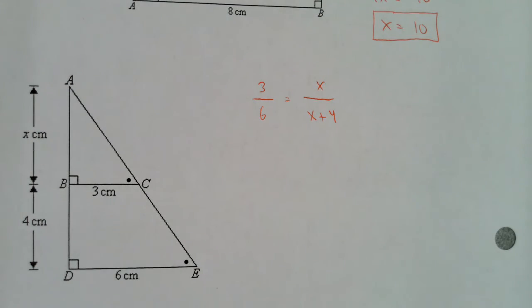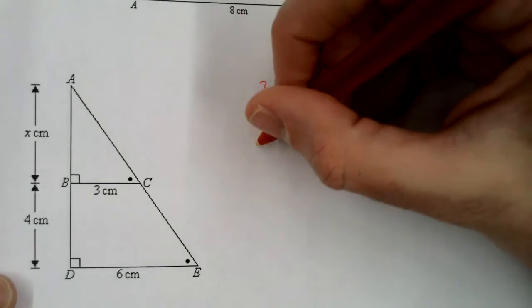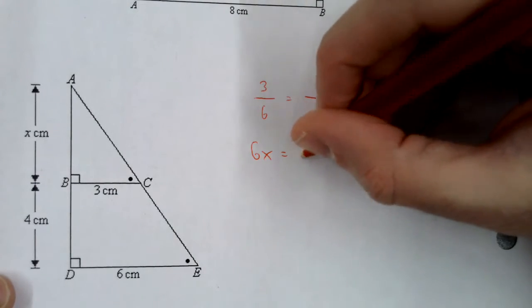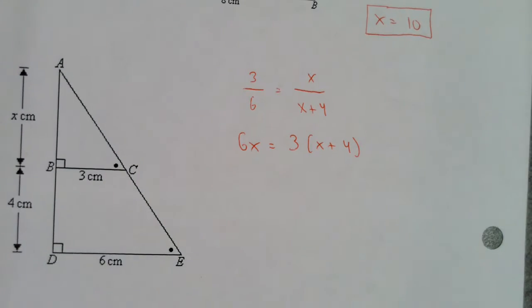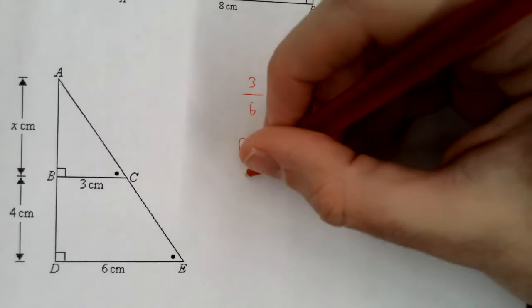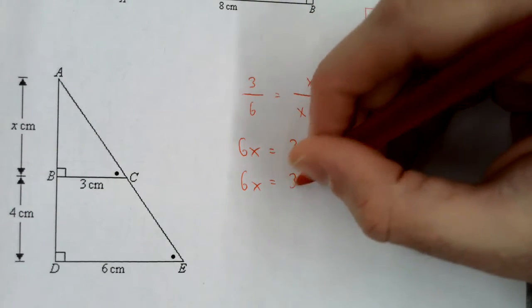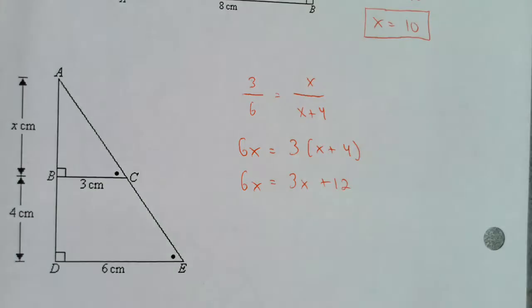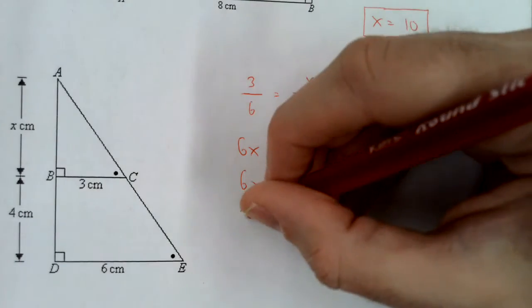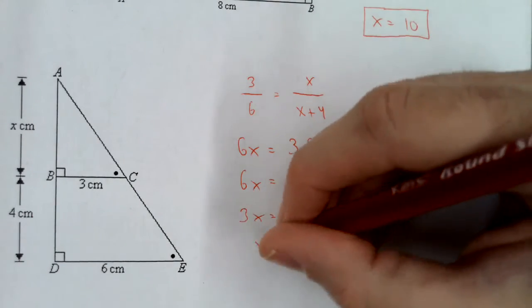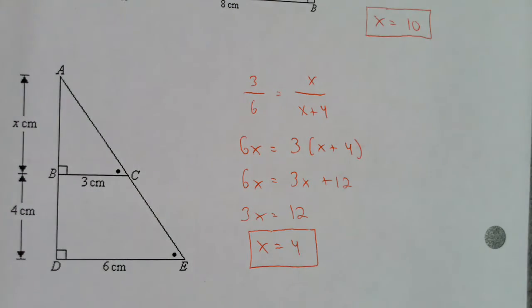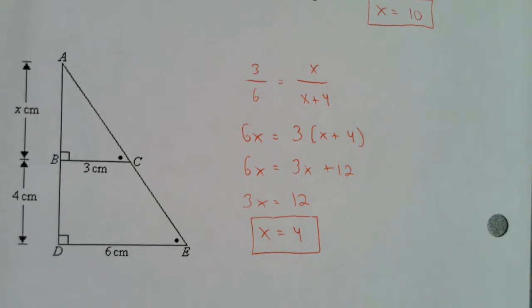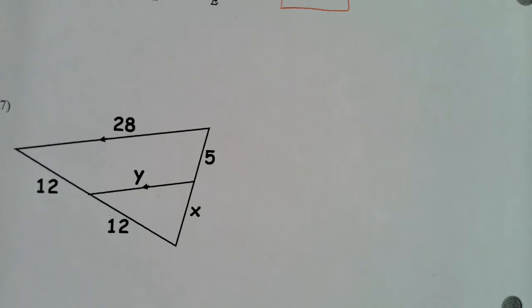Solve that for x. Cross multiply. 6 times x equals 3 times x plus 4. 6x equals 3x plus 12 when you distribute. Subtract 3x on each side. 3x equals 12, x equals 4. One more.